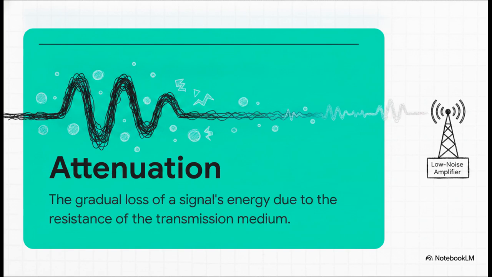Electromagnetic waves lose intensity due to the resistance of the medium. They get absorbed by water particles, or they scatter. In radio transmission, the signal drops by a massive fraction every single time the distance doubles. So to combat this, engineers literally have to place low-noise amplifiers at the receiver ends just to boost the signal enough to figure out what the original message even was.